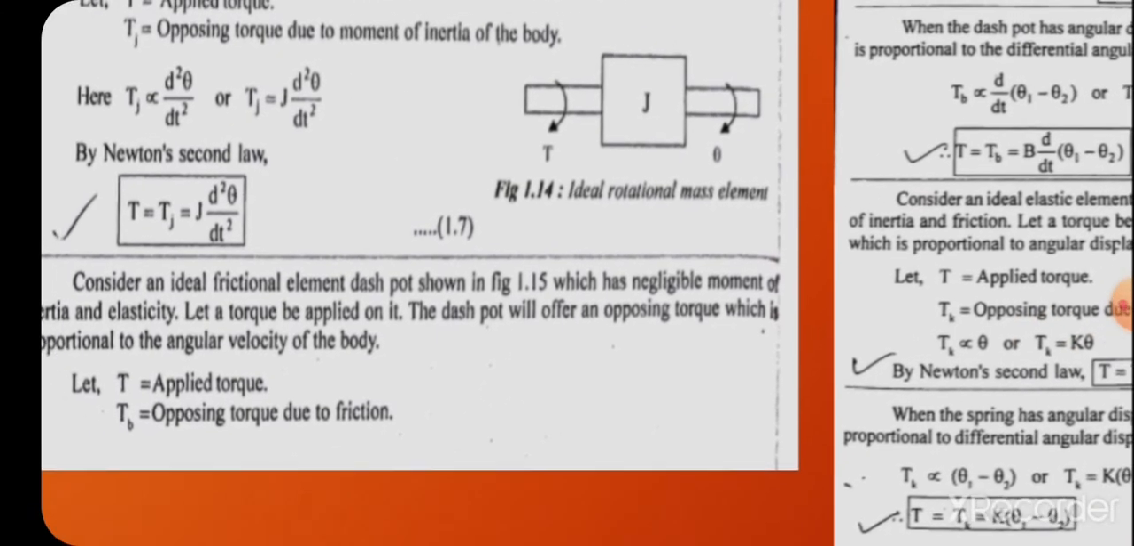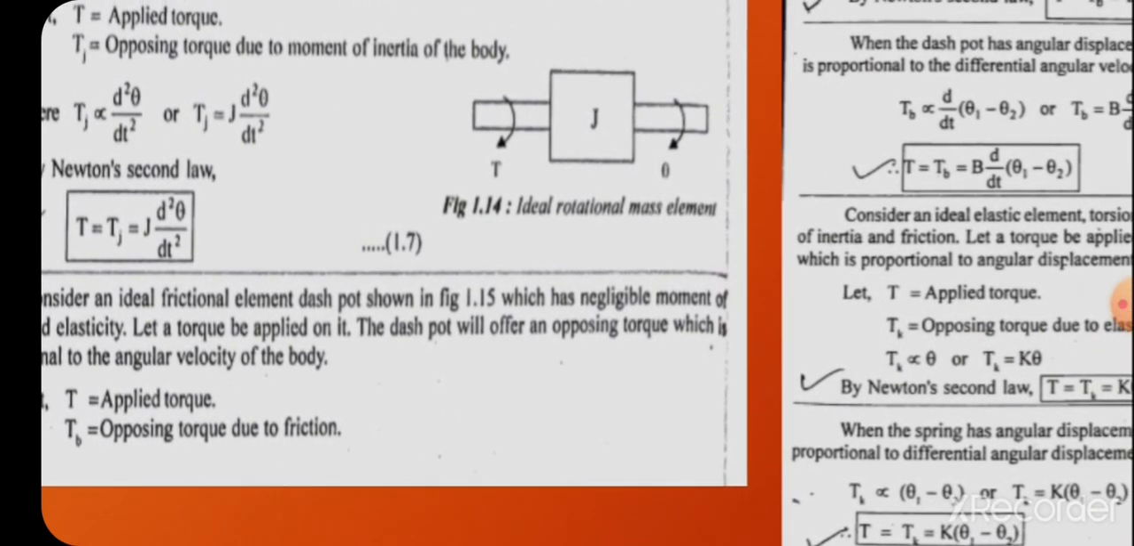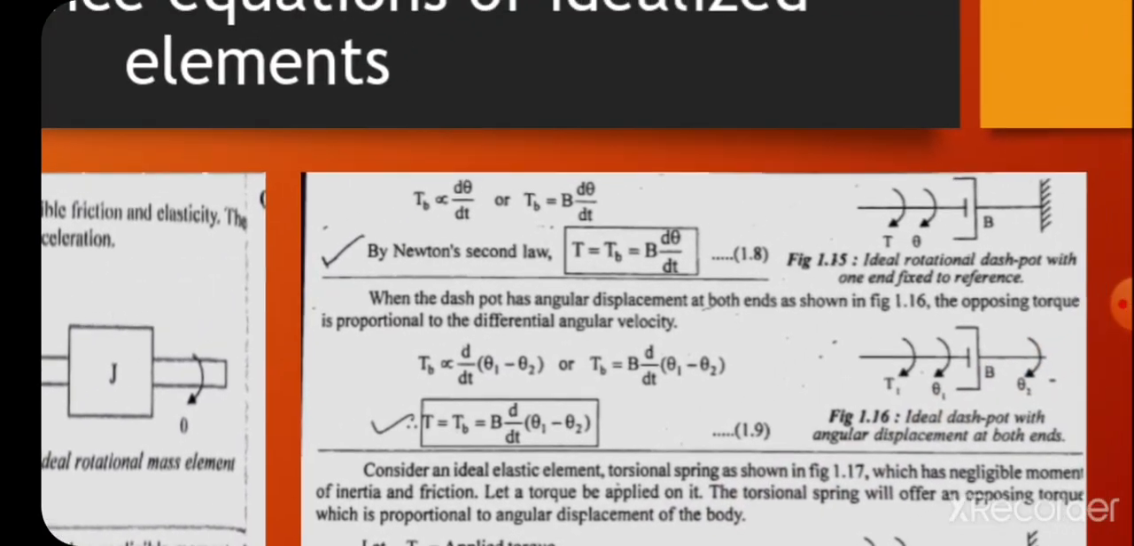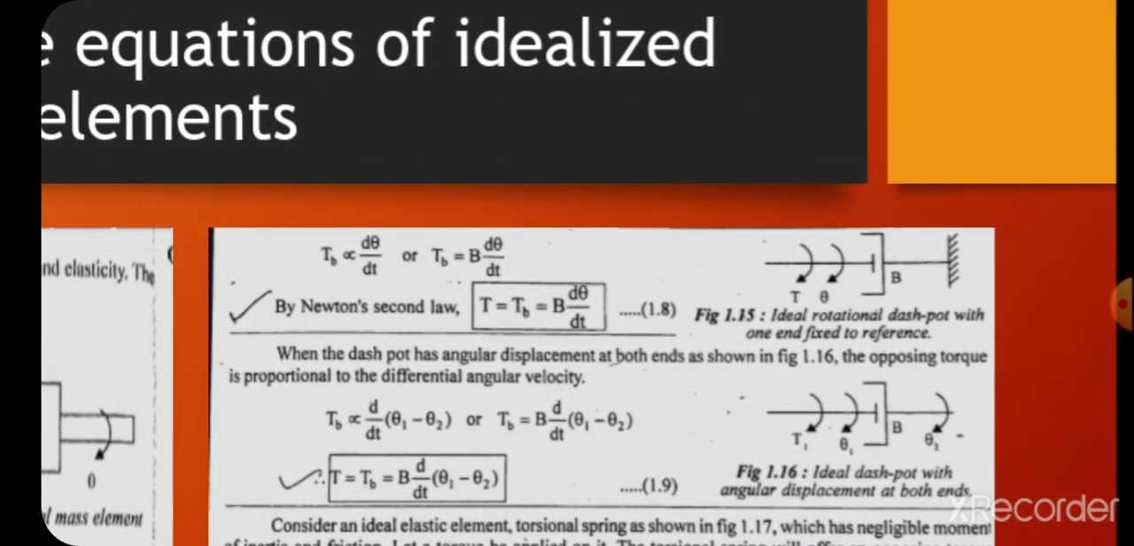So we can write the torque balance equation. We know that in the case of a dashpot, TB is directly proportional to angular velocity, that is TB is directly proportional to d theta by dt, so TB is equal to capital B into d theta by dt. So by Newton's second law, the applied torque is equal to the opposing torque, that is T is equal to TB, that is equal to B into d theta by dt. That is the torque balance equation for a dashpot or frictional element, that is T equal to TB equal to B into d theta by dt.